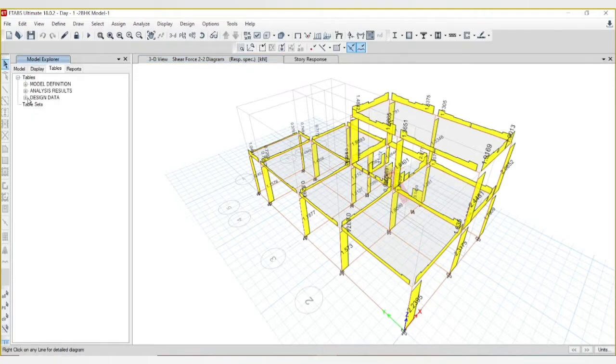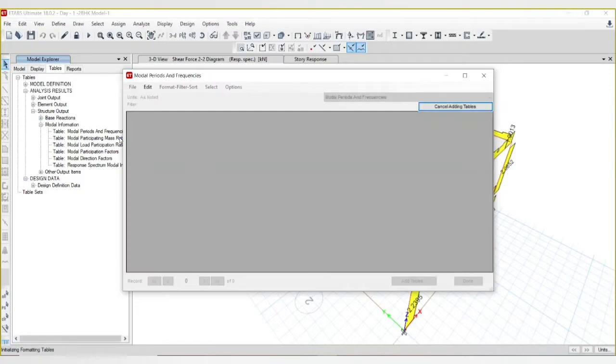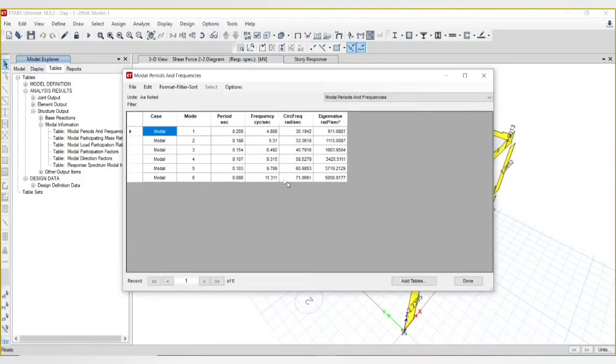Let me show some tables. Your fundamental natural frequency of the structure is 0.028, which is what we have seen. And for the second mode, third mode, for different modes, we have 6 mode shapes here. For these 6 mode shapes, what are the different frequencies?